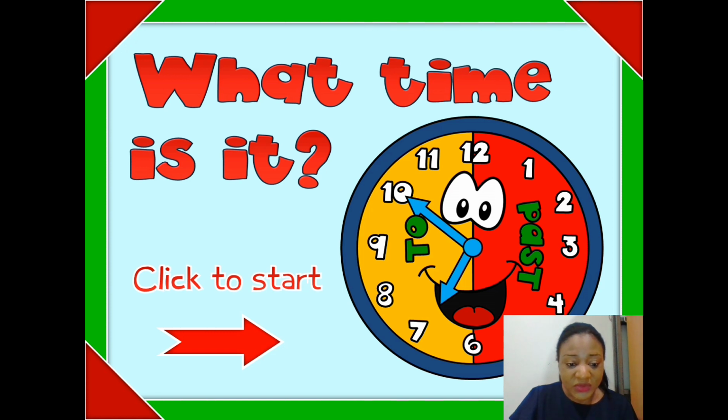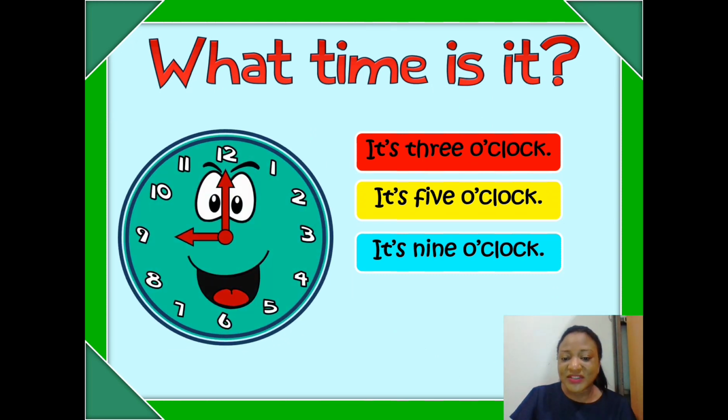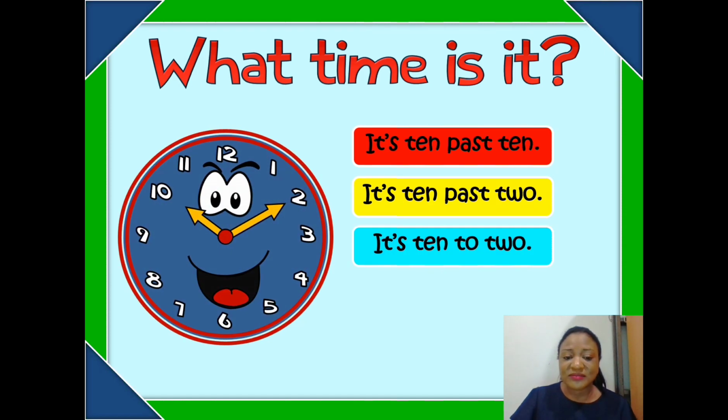So let's go straight away with our game. The first one is, what time is it? Is it 3 o'clock? Is it 5 o'clock? Is it 9 o'clock? You give them 2 or 3 seconds to guess. Of course, it is 9 o'clock. Well done. Next. What time is it? It's 10 past 10. It's 10 past 2. It's 10 to 2.